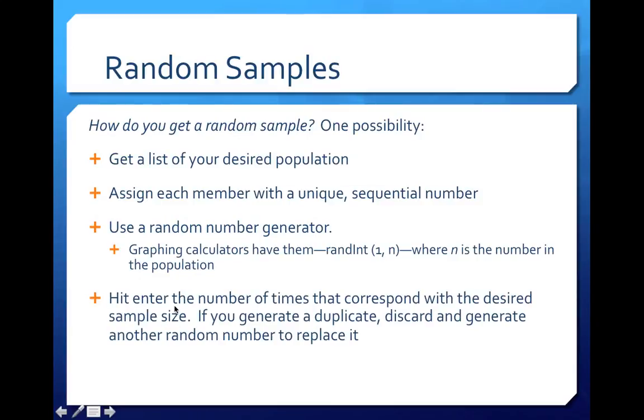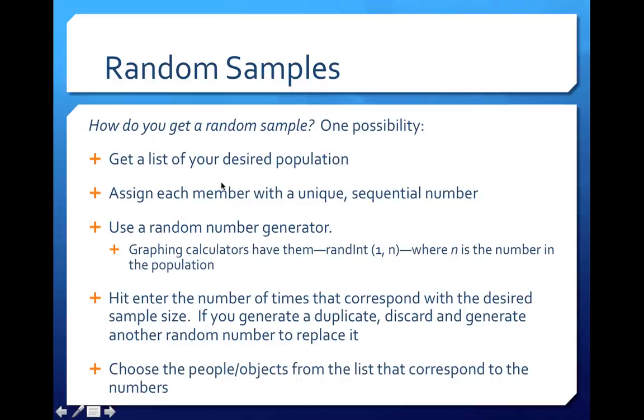And then you just hit the enter button however many times you want for your desired sample size. So maybe you want to ask 20 of the 50 people. So you would just hit the enter 20 times, and record the numbers that come up in this random generator. If you get any duplicates, you just disregard those and hit the enter another time to replace that number. So you're getting 20 different distinct numbers that you can use for your sample.